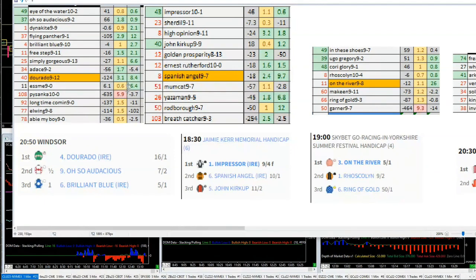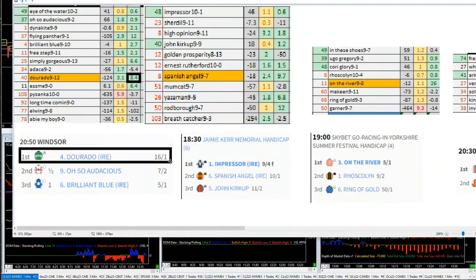So the edge here is this bet here. It's the only one that goes above 8.0. You see that 8.4? The horse is Dorado. You can see that the horse won at 16 to 1. This horse here was 9.7. You can see that no other horse goes above 8.0. This horse was Spanish Angel. The horse came second at 10 to 1. This horse here was 26. Oh, yes. 26. This horse won at 5 to 1.